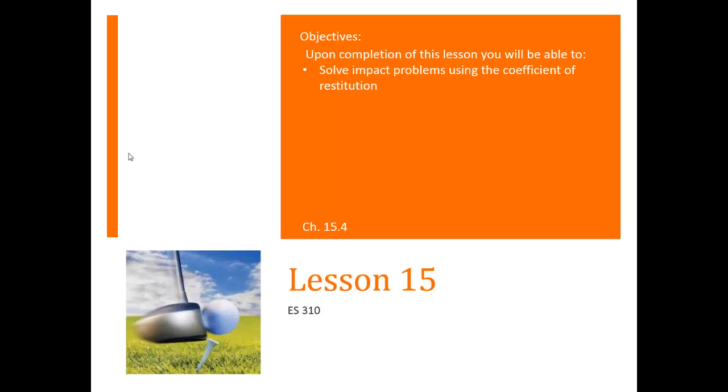Today we're going to be extending the work we did in Lesson 14 on conservation of momentum to look at impact problems, so problems that have impulses that happen over a very short period of time and involve the coefficient of restitution, which is a measure of the loss of energy in the impact. This will allow us to find or to predict the final velocities of two objects, knowing only the initial velocities of those two objects and the coefficient of restitution. More information on this topic can be found in Hibbeler's Dynamics text, Chapter 15, Section 4.